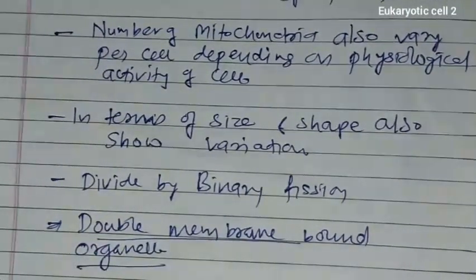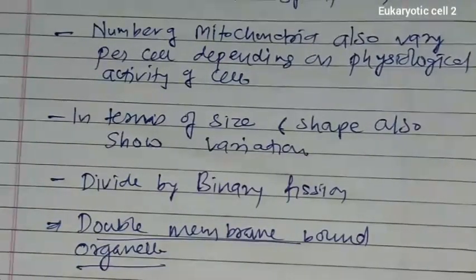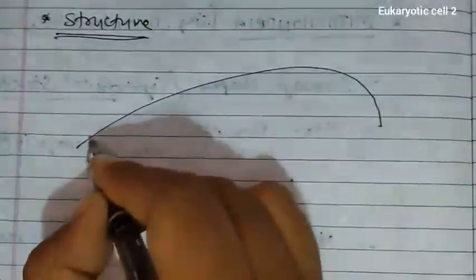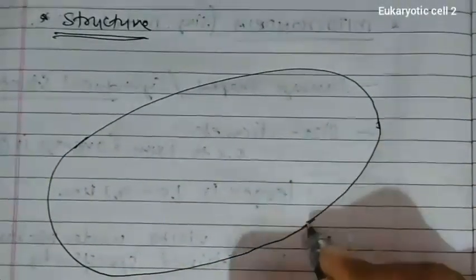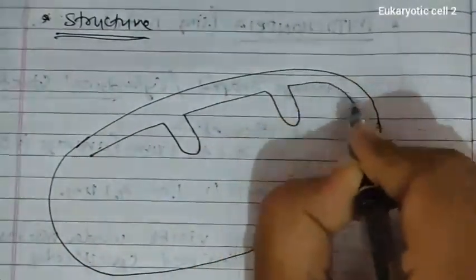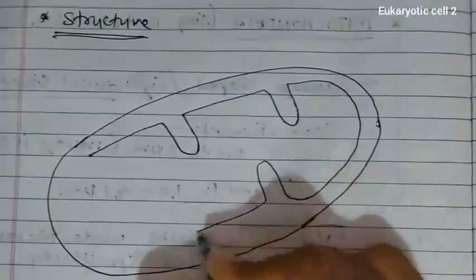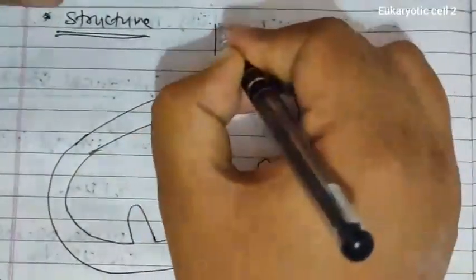Now we are going to talk about this double membrane bound organelle, and we are going to talk about the structural aspect. So we talk about the structure of mitochondria. Now the structure of mitochondria is like this. We are taking a cross section, and in this cross section we visualize this type of diagram.